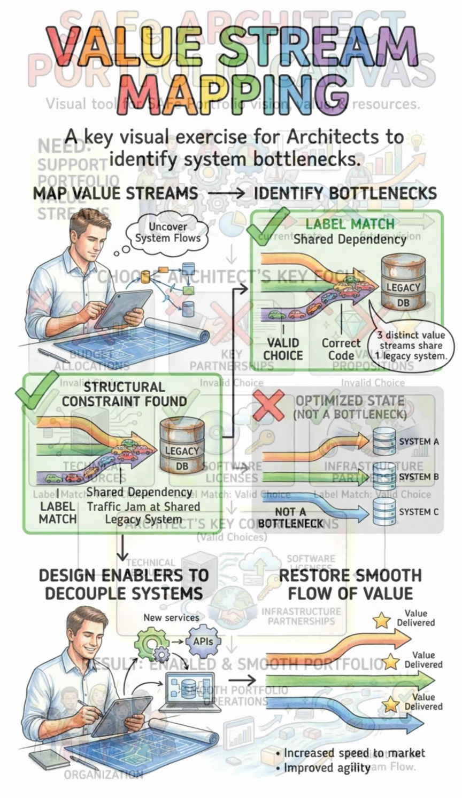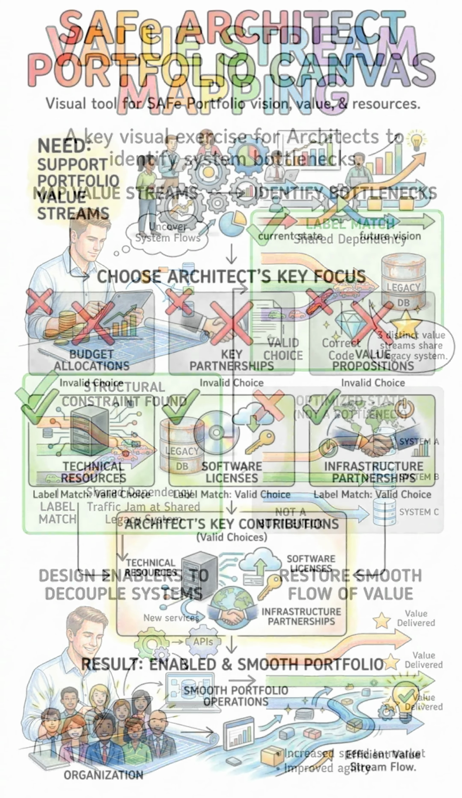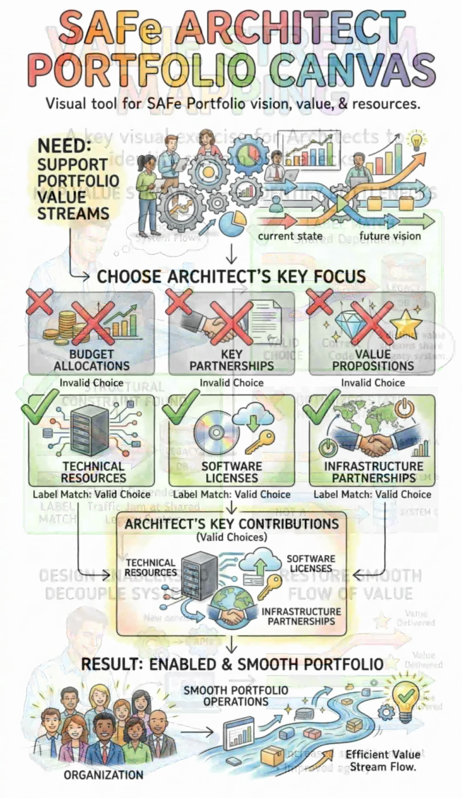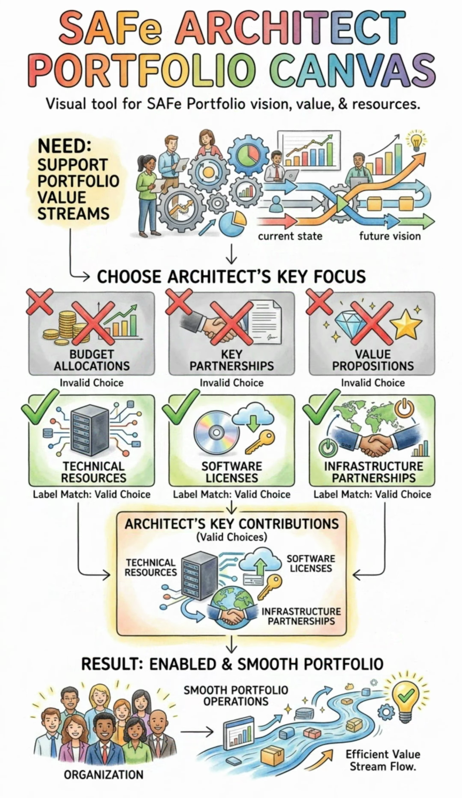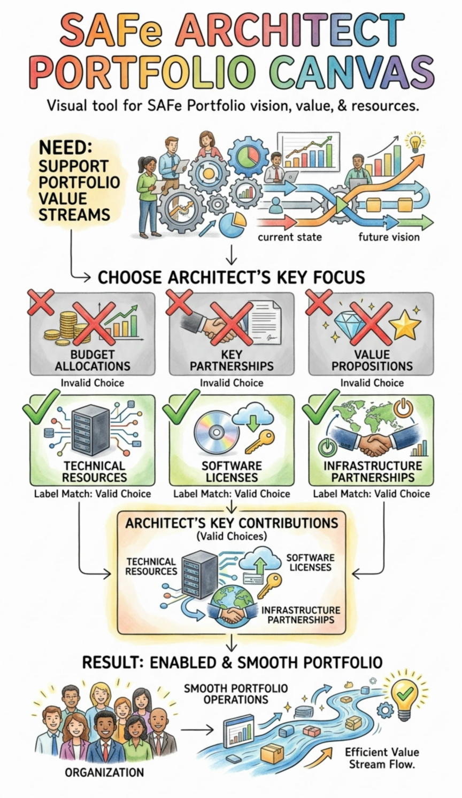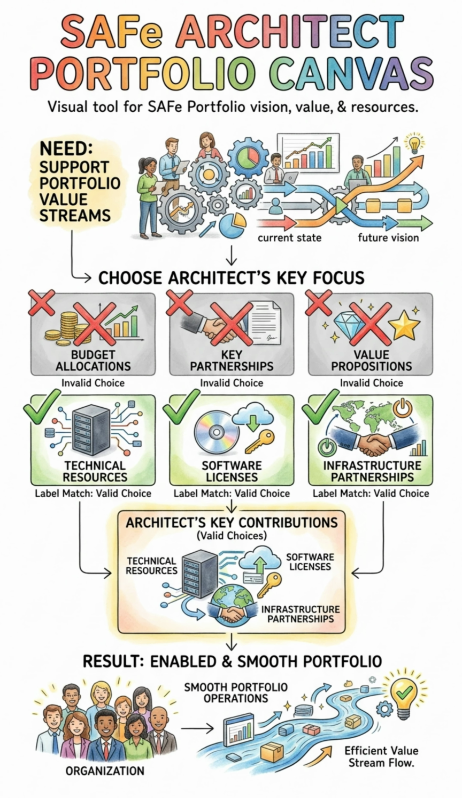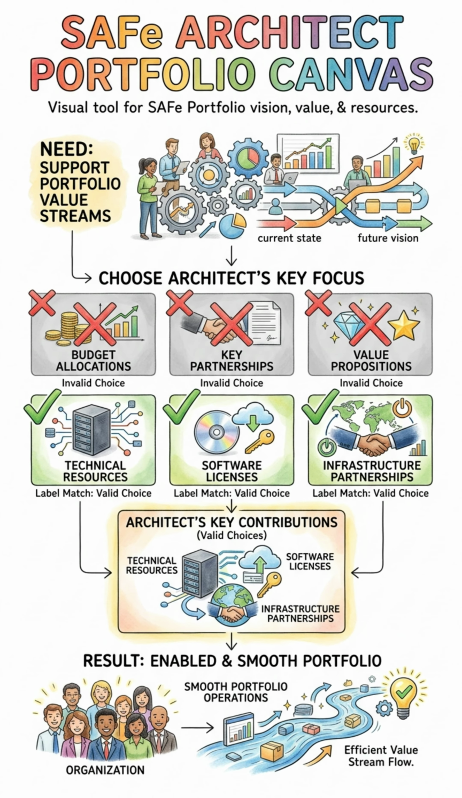To capture the current state and future vision of these value streams, the organization uses a portfolio canvas. The portfolio canvas is a visual template that outlines the value propositions, key partnerships, budget allocations, and necessary resources for the entire portfolio. As an enterprise architect, you will directly contribute to this canvas, specifically focusing on the technical resources, software licenses, and infrastructure partnerships required to keep the portfolio running smoothly.